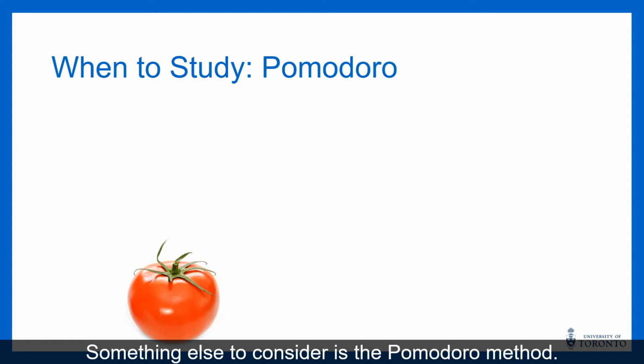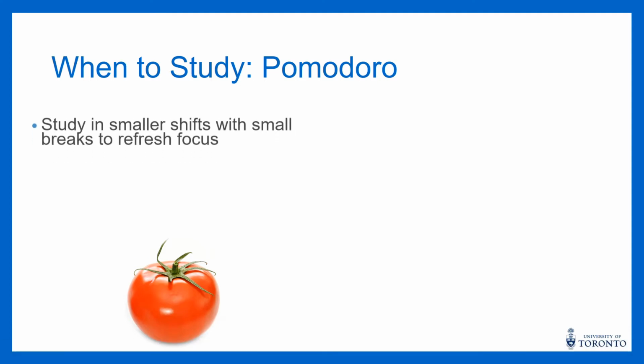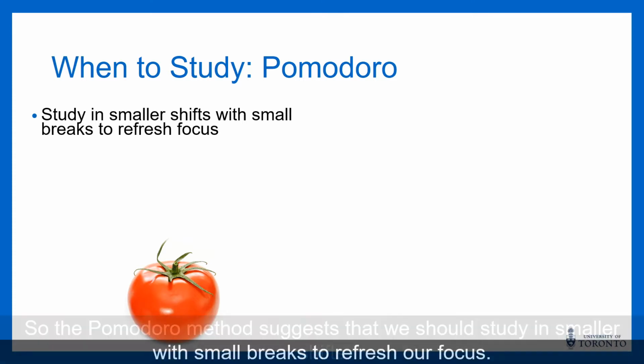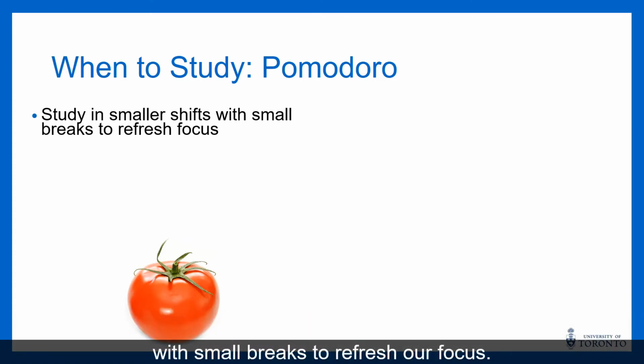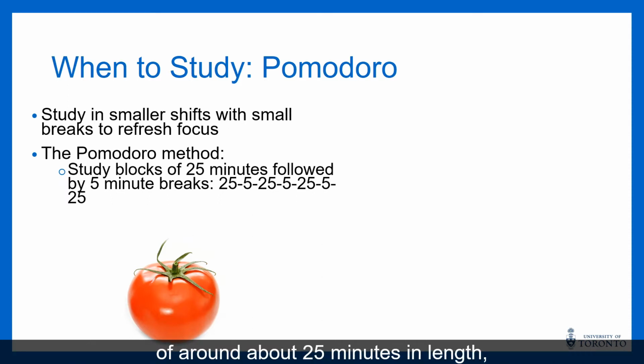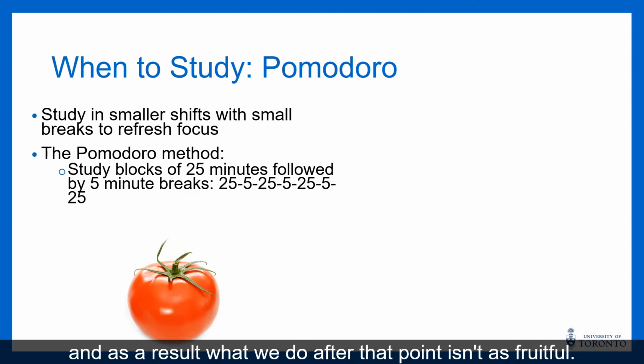Something else to consider is the Pomodoro method. The Pomodoro method suggests that we should study in smaller shifts with small breaks to refresh our focus. Typically, the Pomodoro method suggests that you use study blocks of around about 25 minutes in length, followed by a 5-minute break and then going back to a further 25 minutes. The idea behind it is that after a certain point our attention span begins to decrease, and as a result what we do after that point isn't as fruitful.